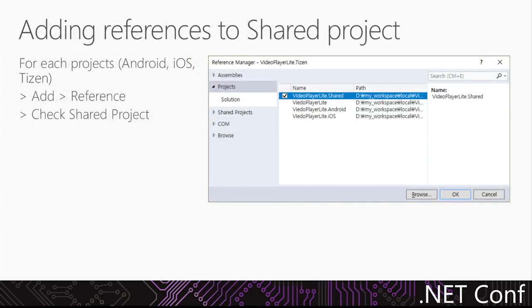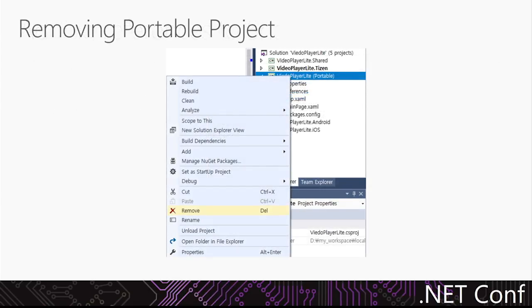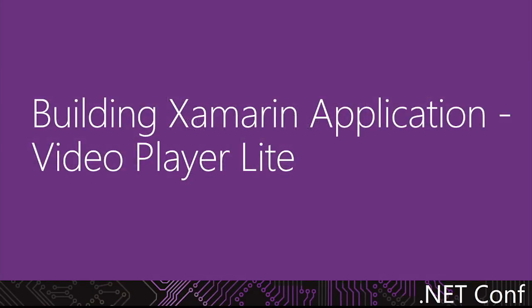Then also don't forget to add the shared project to your iOS, Android, and Tizen project as a reference because it will run together. Then finally, remove the portable project. Then it'll make your existing project run as Tizen .NET Standard 2.0. Then we can start from there.